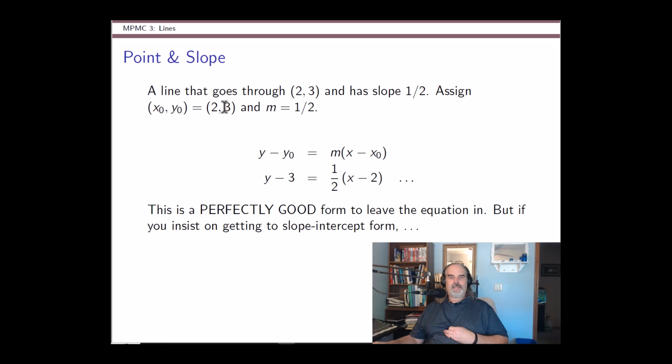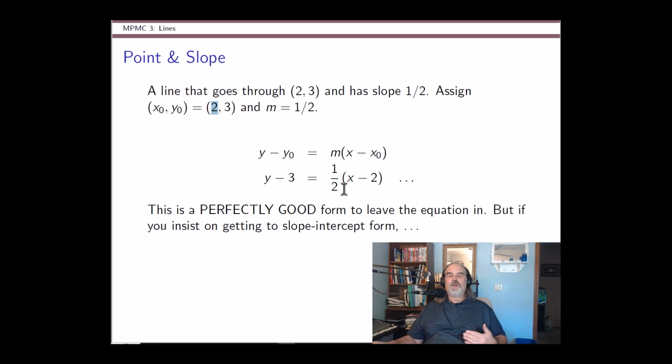So let's put in y0 is 3. Let's put in x0 is 2. And let's put in the slope of 1/2 right there for m. Make sure you note that these minus signs are built into the template. Our coordinates are positive, and so we end up with y minus 3 and x minus 2 as those terms.